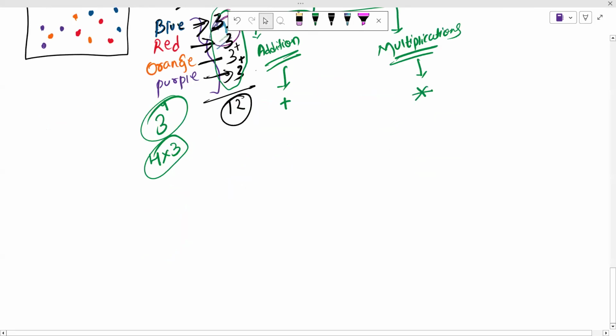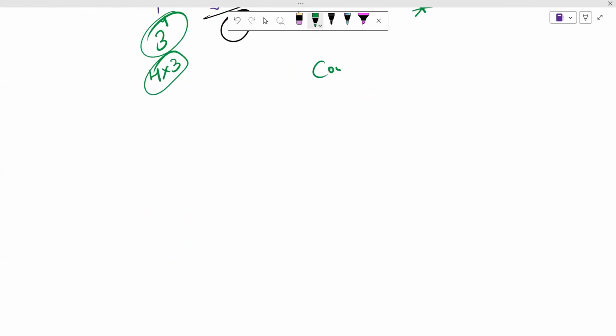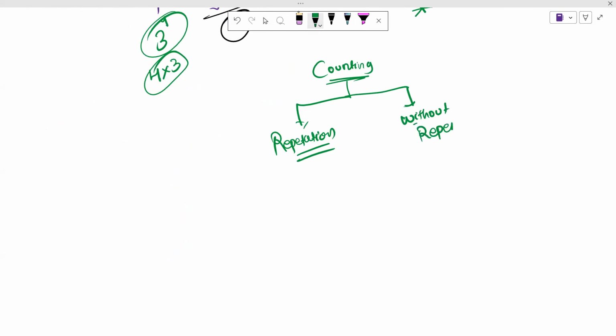Okay, so now the next point is, is there any other definition for counting? Yes. One is with repetition, and the next one is without repetition, or with replacement or without replacement. You can say that. So like this, you can also say what exactly counting is.